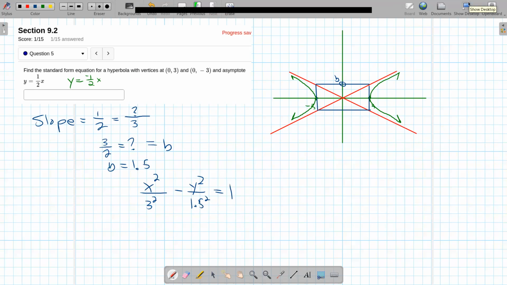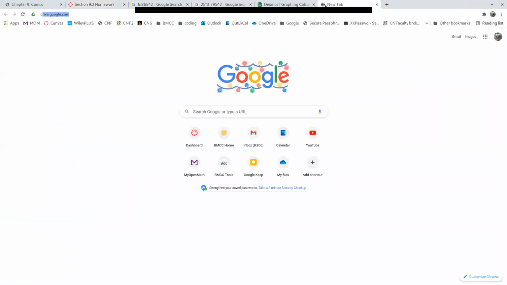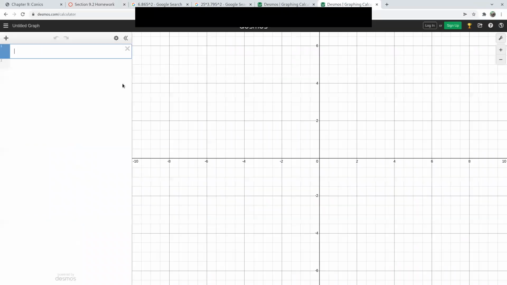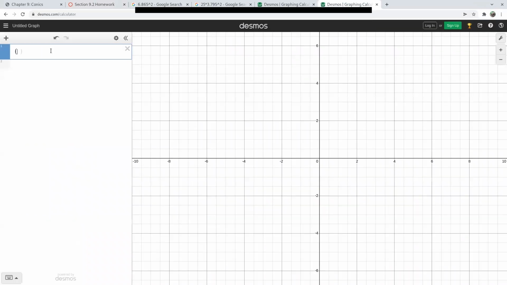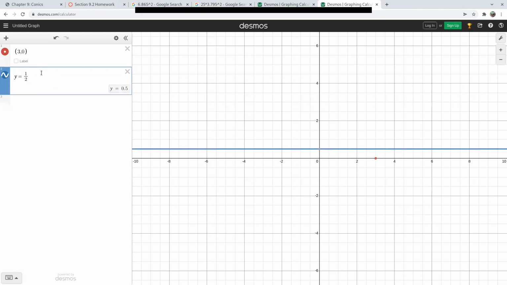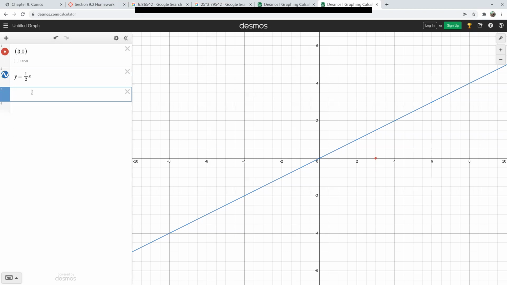So let's get a new version of Desmos up. And things I know for sure, I'm just going to plot one of the points. I know I should have the point 3, 0. And I know one of my asymptotes is y equals 1/2 x. And there's the asymptote. And based on that information in my sketch, using the slope, I believe that the equation should be x squared over 3 squared minus y squared over 1.5 squared, and that has to equal 1.